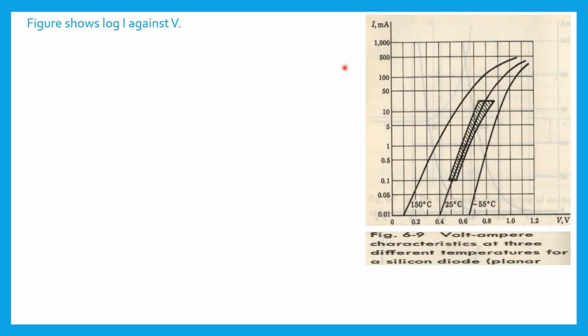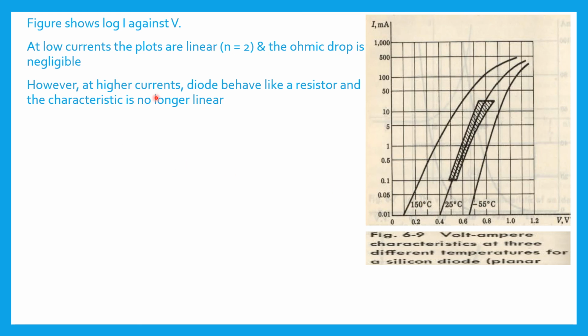The figure shows log I against V. At low currents, the plots are linear, eta is equal to 2, and the ohmic drop is negligible here. However, at higher currents, the diode behaves like a resistor and the characteristic is no longer linear.